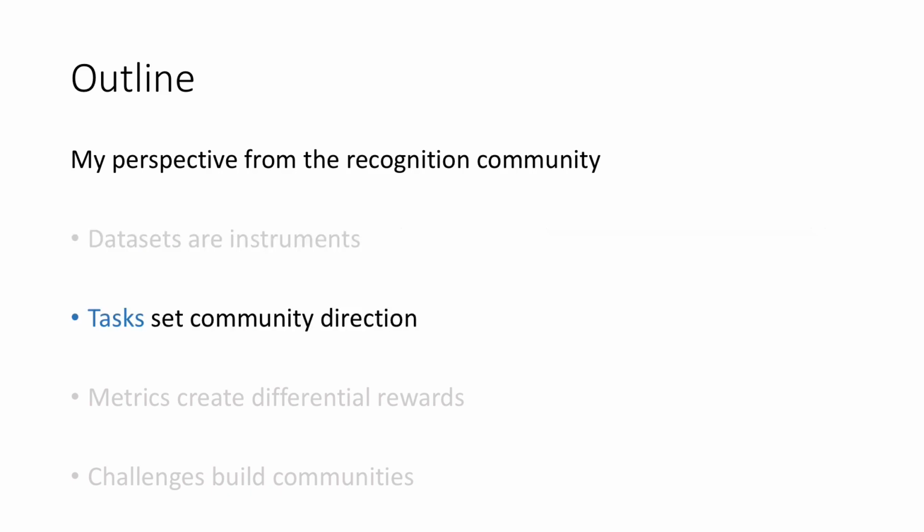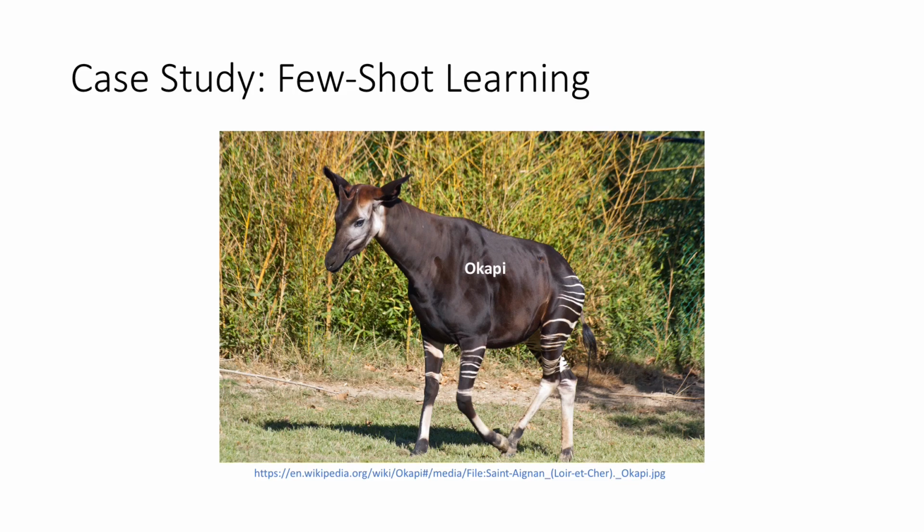Next, I want to look at tasks. Tasks are built on top of datasets, and they define the types of problems that the research community focuses on. Many of you have never seen an okapi before. Well, this is an okapi. I've given you one example, and I bet that if I show you a few more images, you'll do a pretty good job of saying whether or not they contain an okapi or not.